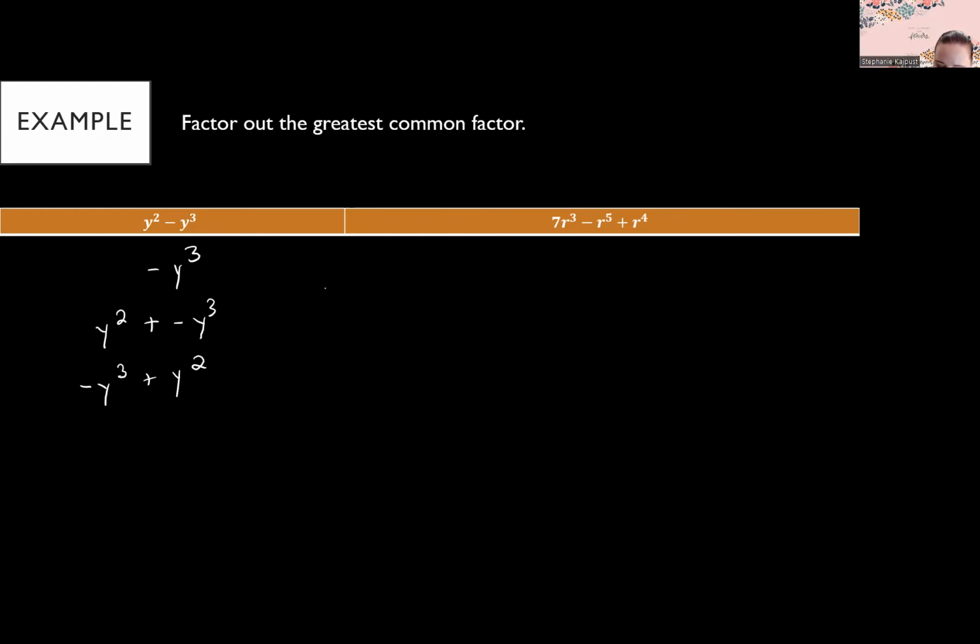Because I know I'm going to need more room here, I'm going to start by rewriting. So I've got negative y cubed plus y squared. And so I want to factor out a negative and then a y squared. And so I have a negative y cubed divided by a negative y squared, plus then a y squared divided by negative y squared.